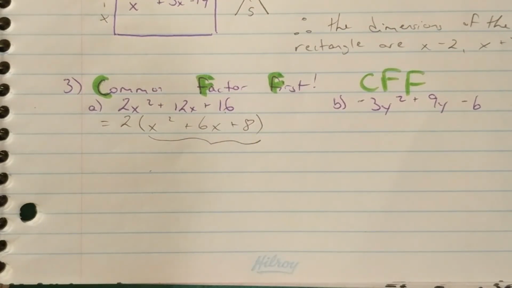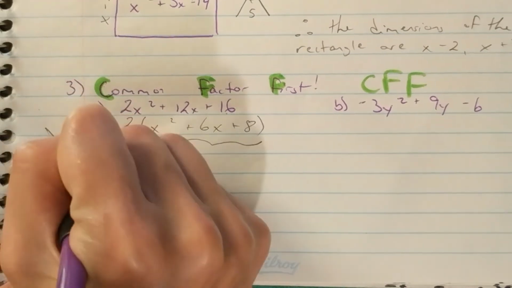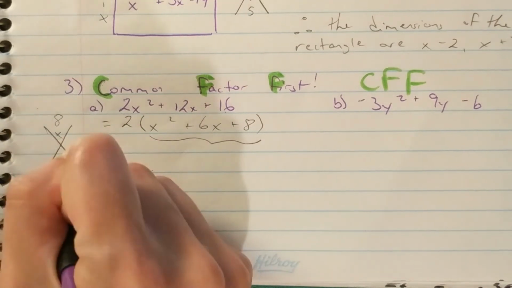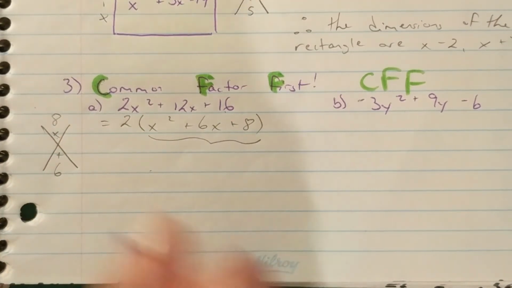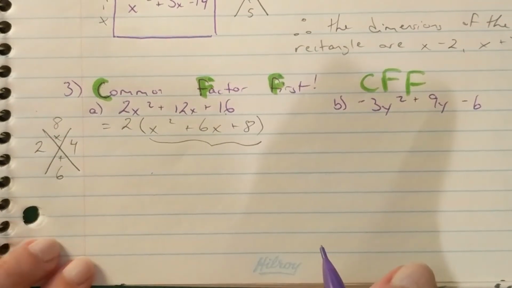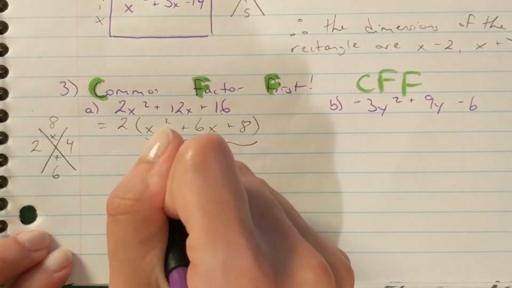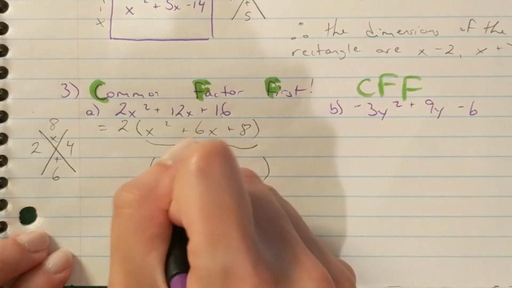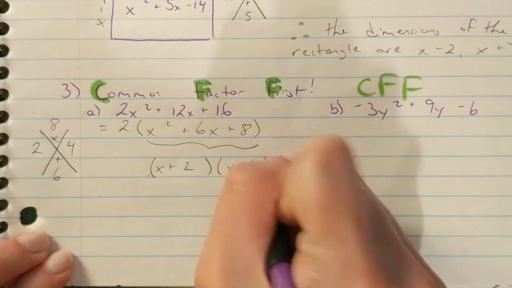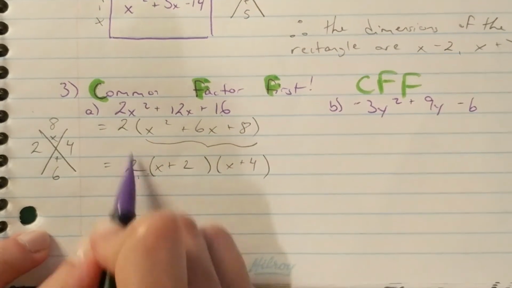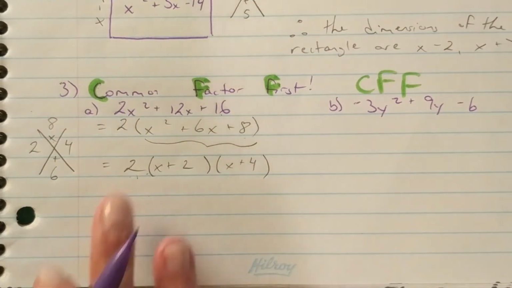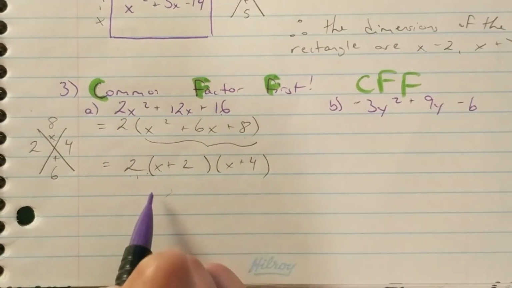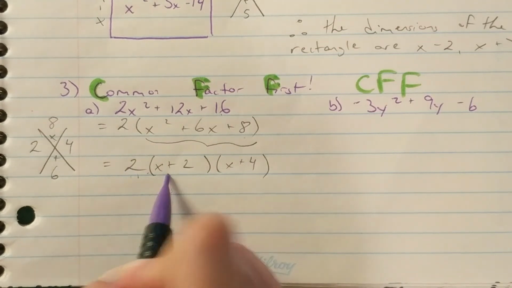I'm going to put my x over to the side here. I need numbers that multiply to 8, and I need them to add to 6. The two numbers that get me there are 2 and 4. So I can factor my simple trinomial in the middle here as x plus 2, x plus 4, and I have the 2 that I had factored out originally that I need to continue with me in my solution. So the factored form here of my initial expression is 2 times x plus 2 times x plus 4.